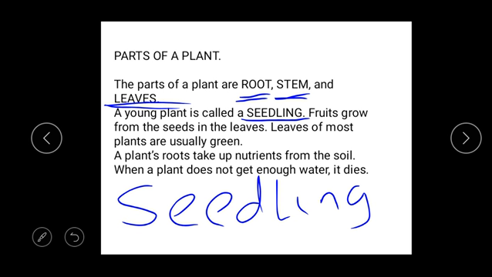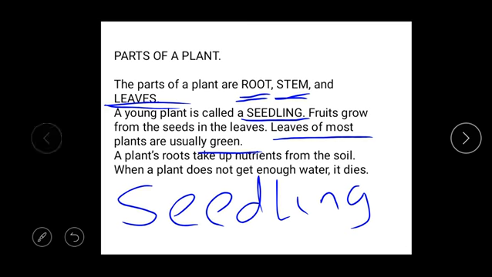Leaves of most plants are usually green, but sometimes when they are dry, they can be yellow and they can be brown. But mostly you see green leaves. The plant root takes up nutrients from the soil. When a plant does not get enough water, it dies. If you don't give your plant enough water, it dies.